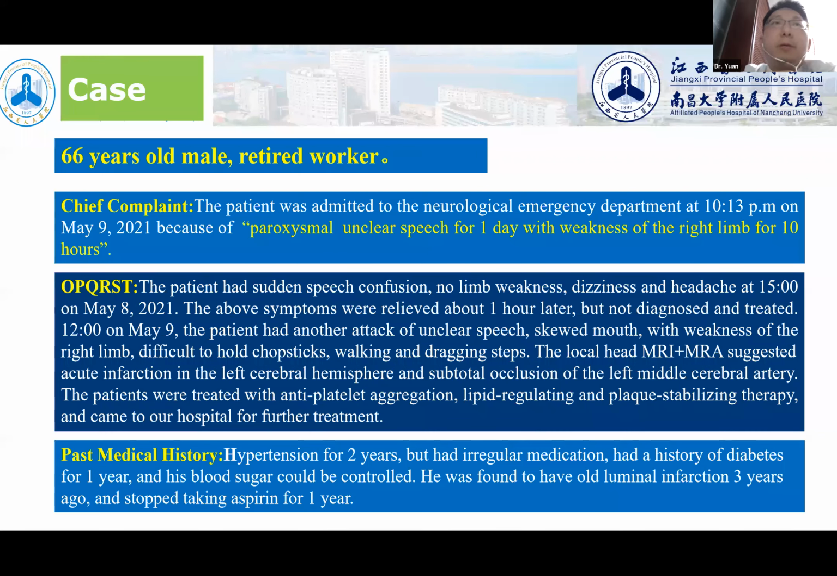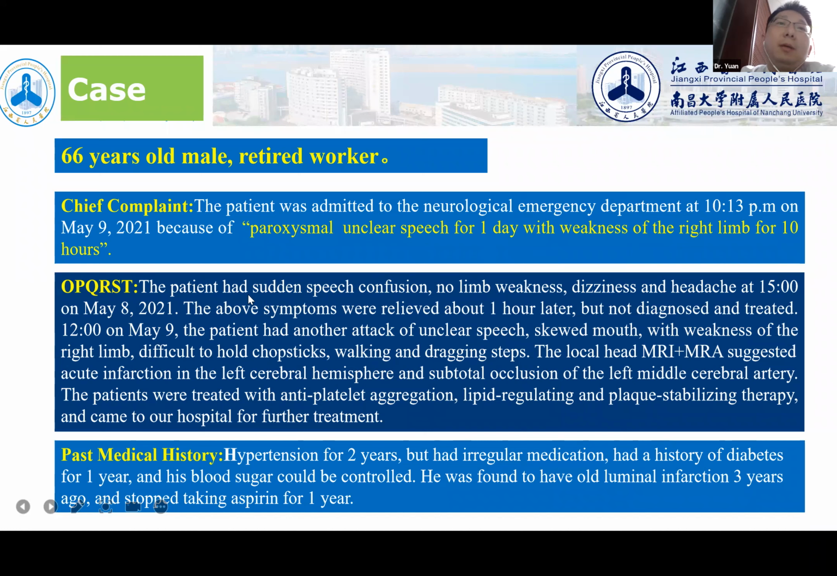Today I will present this case. This is a 66 year old male with hypertension for 2 years, a history of diabetes for 1 year, and an old local infection for 3 years. The patient was admitted to the neurological emergency department at 10:13 in the evening on May 9th, 2021 because of paroxysmal unclear speech for 1 day, with weakness of the right limb for 10 hours.